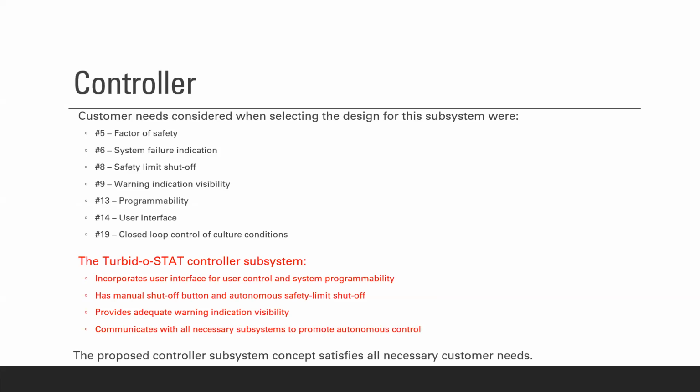Our controller is a UI interface that is attached to the housing unit and allows for system programmability. We have a manual shutoff button, which is not just a press. You have to pull out and then twist to push in the button, which prevents you from easily knocking into the button and turning off the device. And we also have an autonomous safety limit shutoff. We have adequate warning visibility based on the light on the front of the control system, and it controls and communicates with the rest of the system.